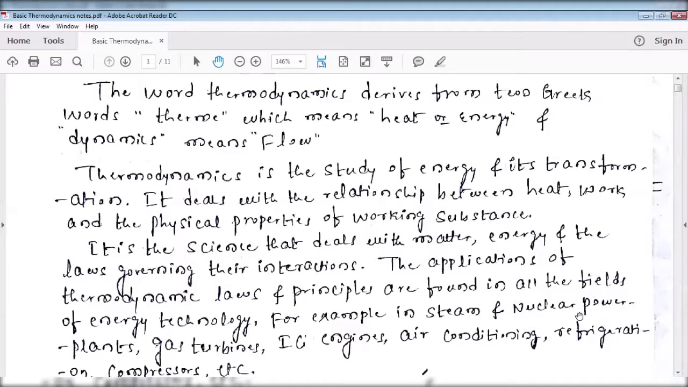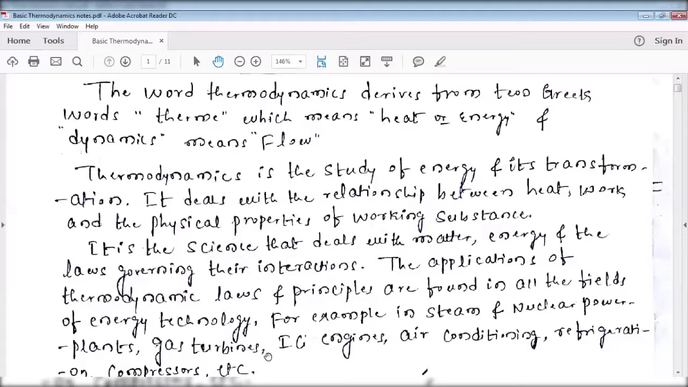In this case, in nuclear power plant, first the nuclear energy gets converted into heat energy. That heat energy in turn gets converted into mechanical energy. After that, that mechanical energy in turn gets converted into electrical energy. In that case, by using thermodynamics.